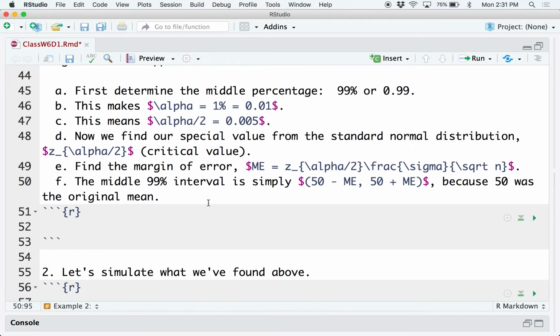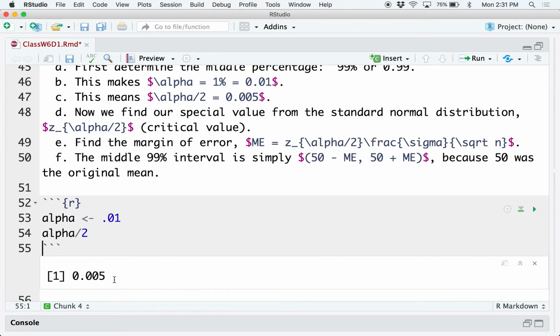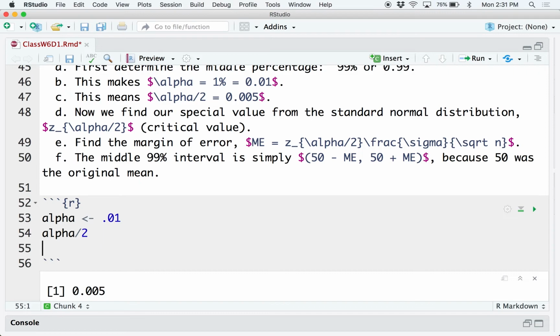Okay, so let's do these steps, but let's do them below in R. And we can, if you want to, just define some terms. So let's make alpha equal to 0.01. So clearly, if we took alpha over 2 and evaluated it, we would get the 0.005 from before. Now let's find z alpha over 2. You don't want to use the division sign because that's going to have R try to actually do the division. So I'm going to call this z crit for z critical value.